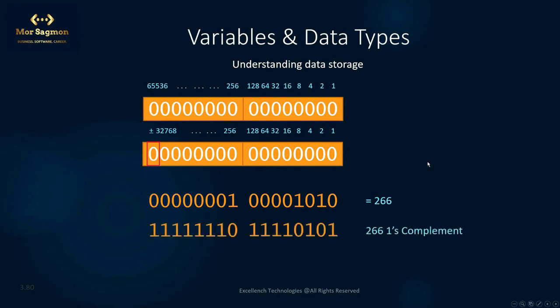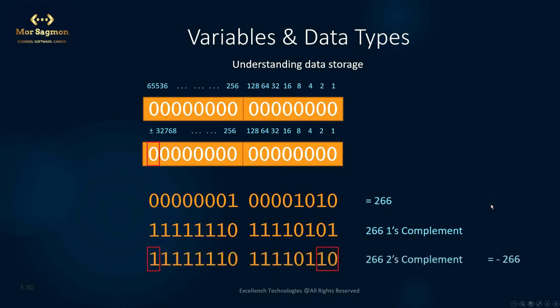the first complement to it, which is basically just toggling all of its bits. So every bit that was 0 now becomes 1, and every bit that was 1 now becomes 0. This is 266 first complement. Then we do the second complement on that representation, which is basically adding 1 to the ones complement.